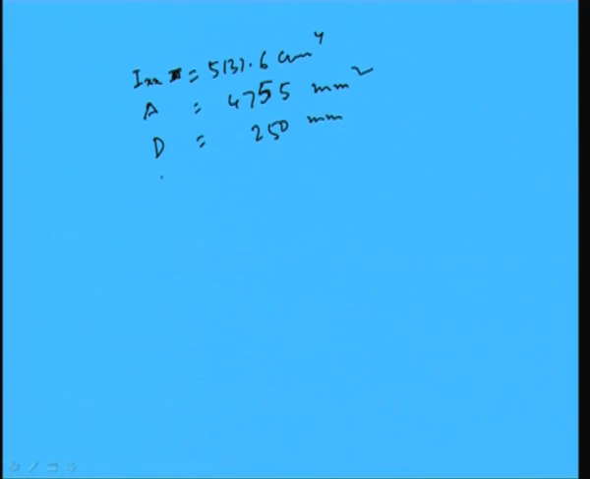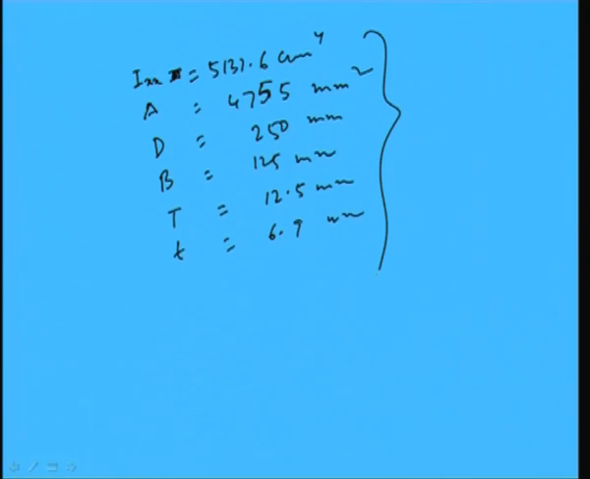So, from this we can now find out the properties which we require, that is say IXX, which is given, that is 5131.6 centimeter to the power 4, area is given as 4755 millimeter square, and overall depth will be 250 because it is ISMB 250, the width of the flange is 125 millimeter, thickness of the flange is 12.5 millimeter, thickness of the web is 6.9 millimeter. So, these are the things we can find out from the IS handbook, that is SP6. For ISMB 250, the corresponding properties can be written down.